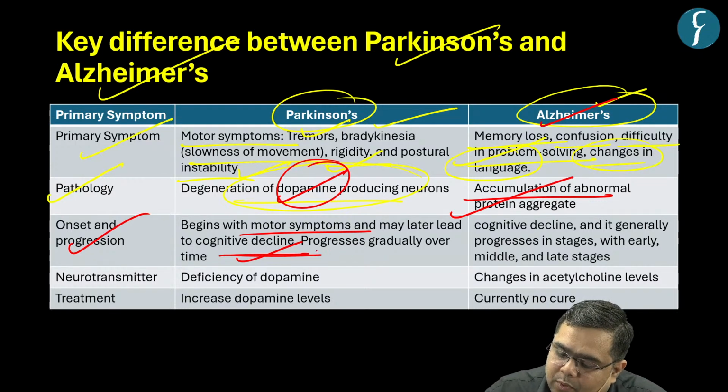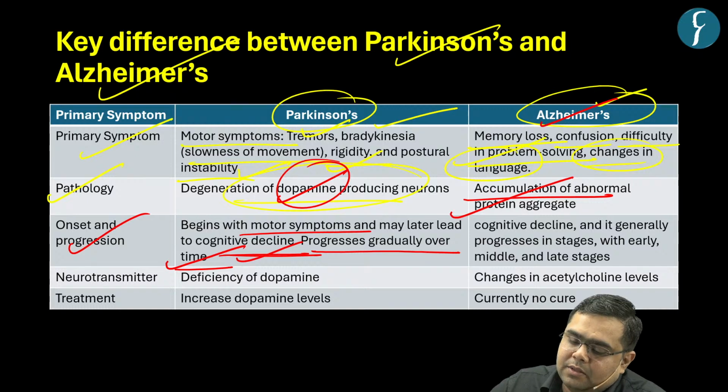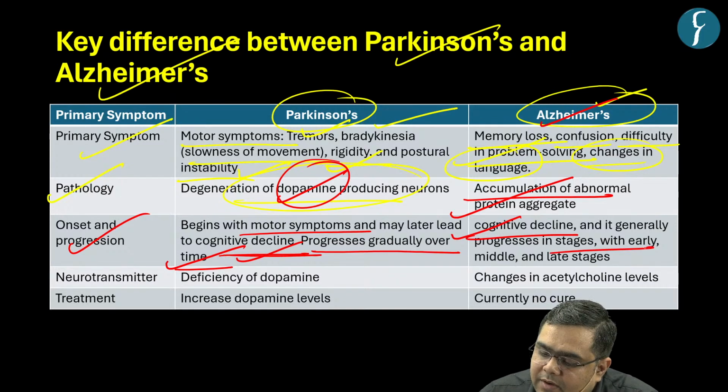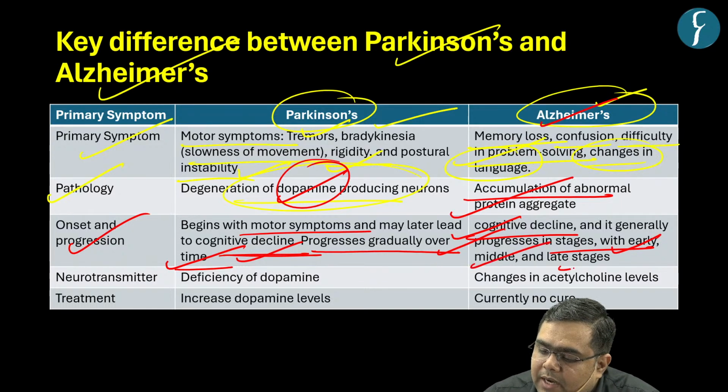But here it progresses gradually over time. With Parkinson's, you may not even get to know that a person is suffering from it. The symptoms are very slow to onset, right? In Alzheimer's, the cognitive decline is a little bit faster, and it generally progresses in various stages, right? For example, when we talk about an Alzheimer's patient, we also ask about what stage. So that is the reason there are early, middle and later stages of Alzheimer's.